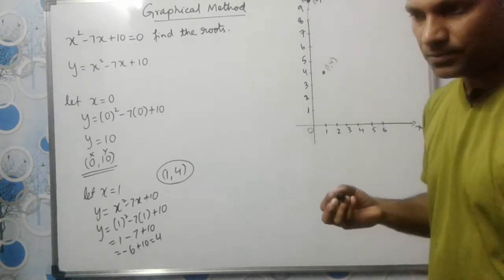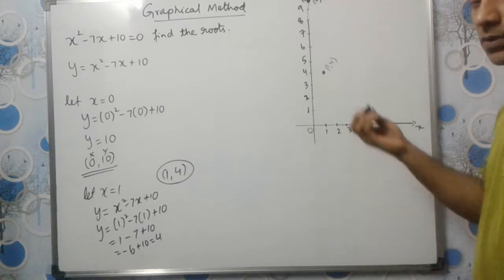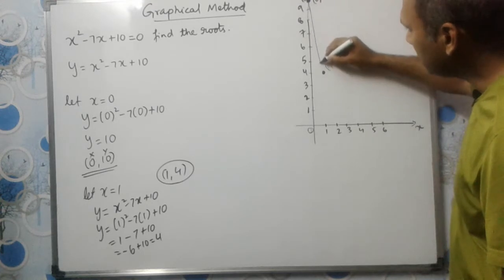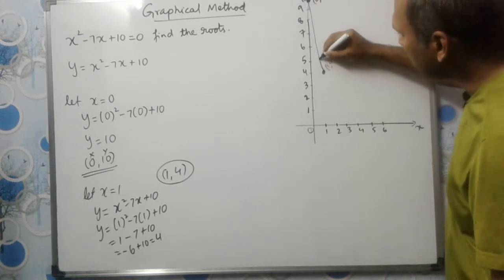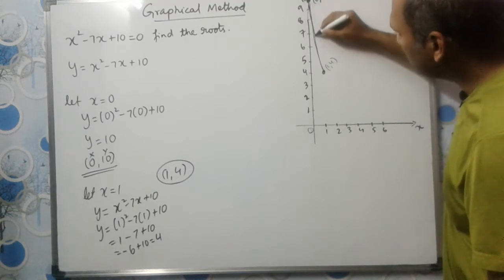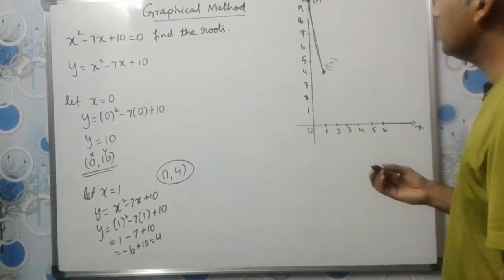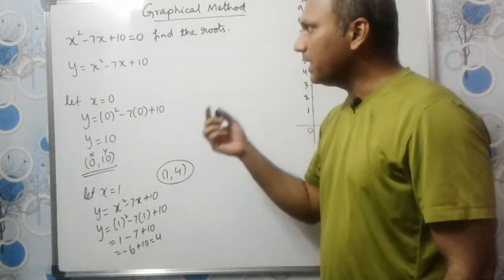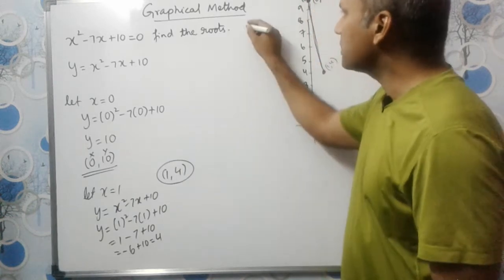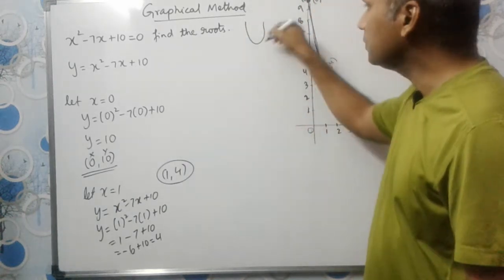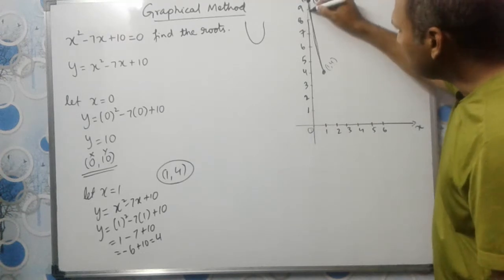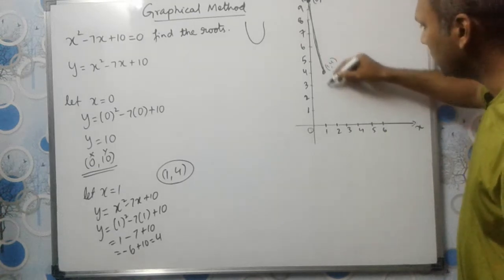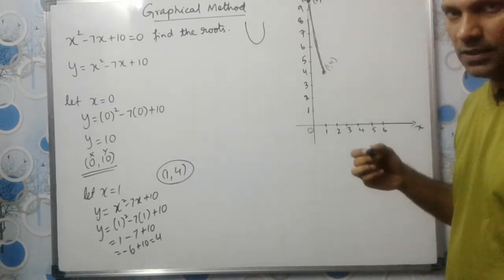Now we got 2 points. We should not use a scale to join these points. It is a freehand graph, a freehand curve. So don't use a scale. Draw it like this. And always remember, the graph of a quadratic polynomial or quadratic equation will always be a U-shaped graph. So where is this U going? It will go somewhere here, something like this. It will form a U shape like this.